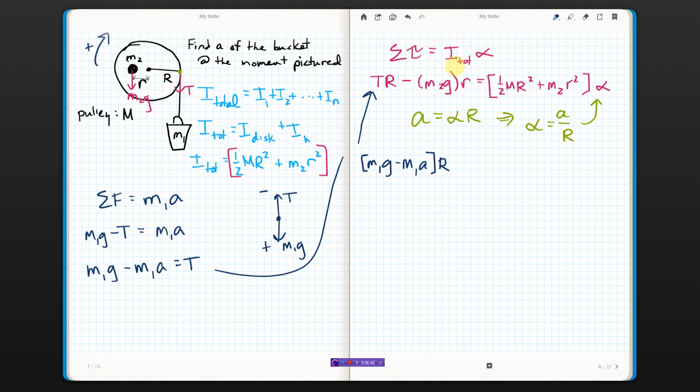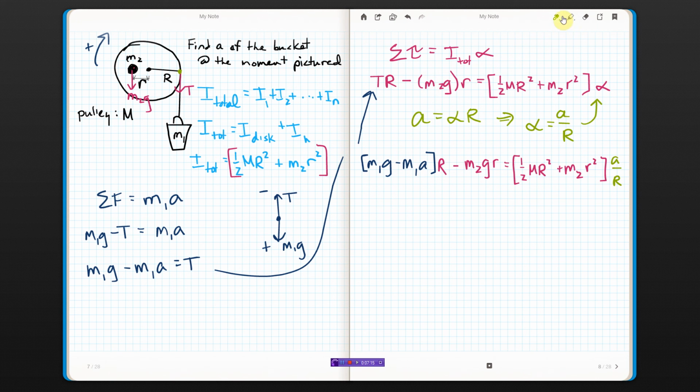Let's see. Oh wait, I'm going to keep myself color coded. Why not? All right, so that's that term minus M2G little r equals 1/2 big M big R squared plus M2 little r squared, and then alpha instead becomes A over big R. Yucky!